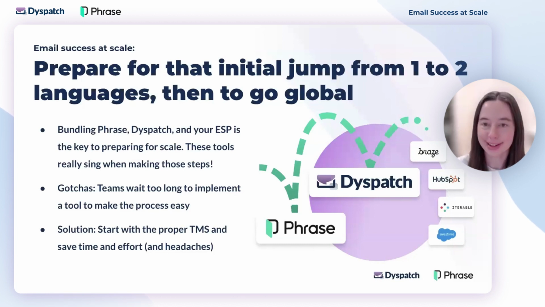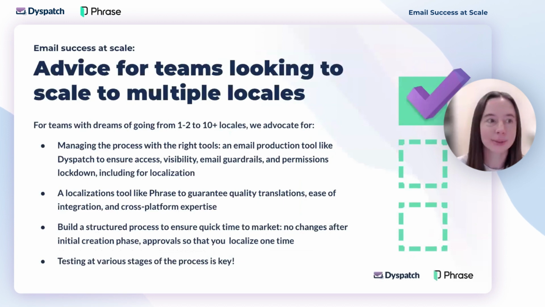All right, next we have advice to teams looking to scale to multiple locales. What do we advocate for, Kate? What are your favorite recommendations here?